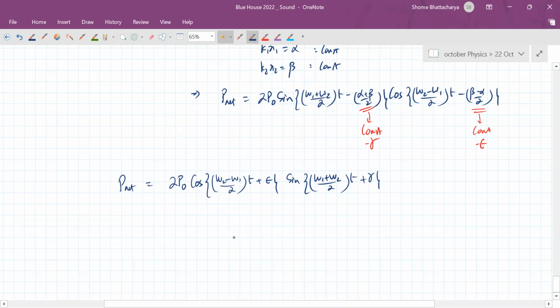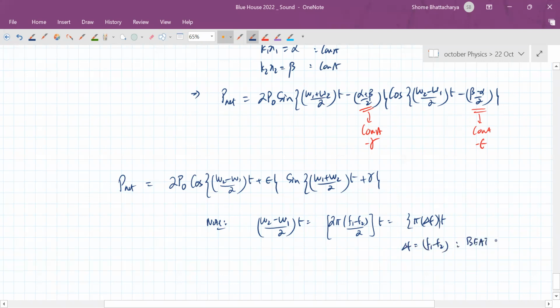So now what we can understand is that this term, omega 2 minus omega 1 by 2, is 2 pi into (f1 minus f2) by 2 into t. So this is basically pi into delta f, where delta f is the difference of the two frequencies. This is also called the beat frequency. And we'll understand why it is called the beat frequency. So typically it is a small value.